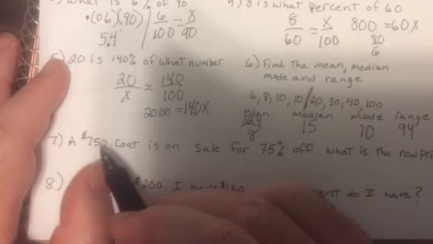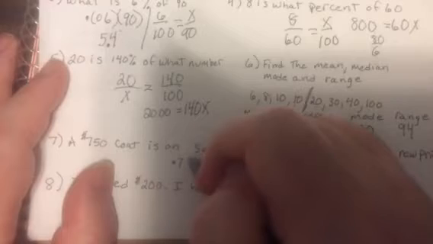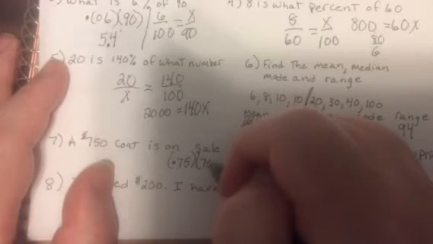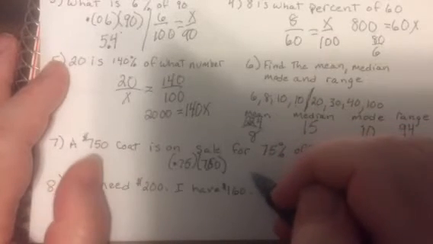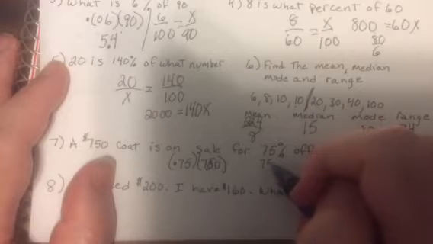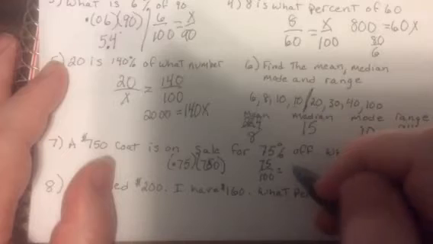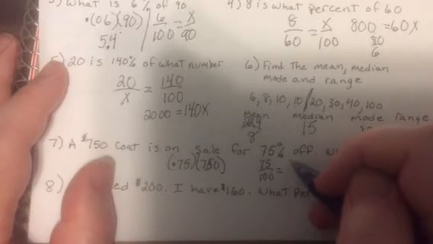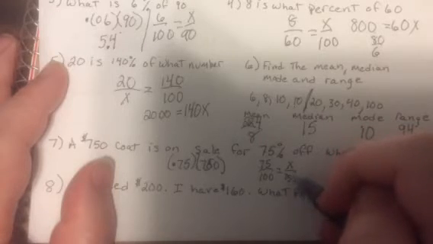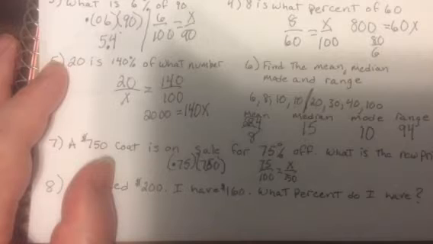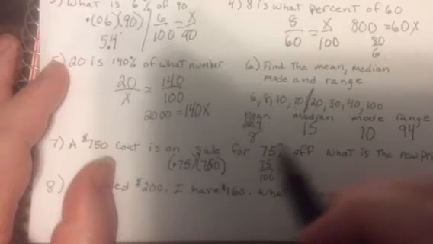So you could just find 25% and that's your answer. Or you could say 0.75 times 750, and then subtract that from the $750. Or if you want to do it the long way, 75 over 100 equals x over 750. Okie doke. So use a calculator, multiply those two together, and then subtract it from the 750.